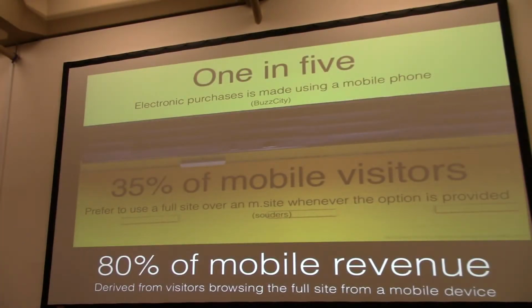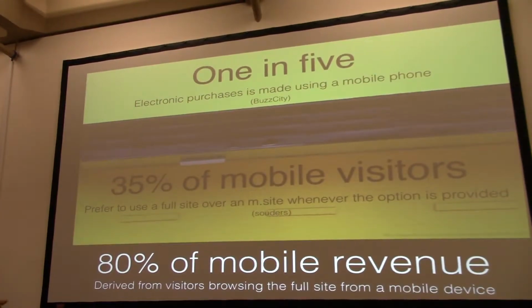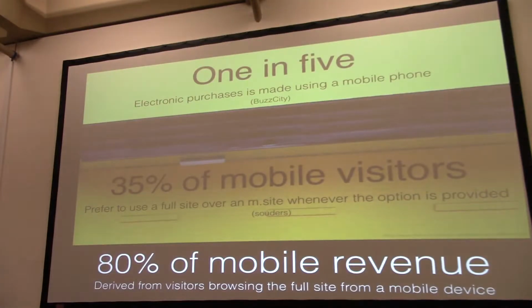So some statistics. 1 in 5 electronic purchases were actually made on a mobile phone. 35% of mobile visitors would prefer to go to your full site. 80% of the mobile revenue is actually coming from purchases made on the full site. So the actual statistic that I saw here was for every $7, it's a weird number, of mobile commerce revenue, $5.50 of that was coming from a full website visit and from a full website purchase. $1 of that is coming from an m.site purchase, 50 cents of that is coming from an application.